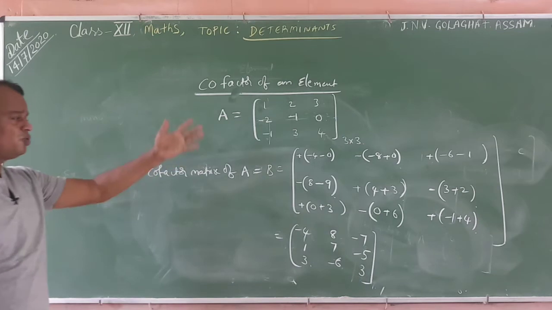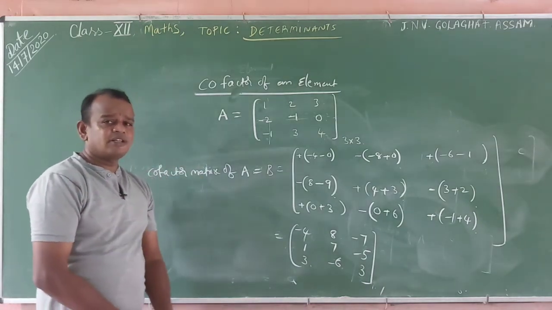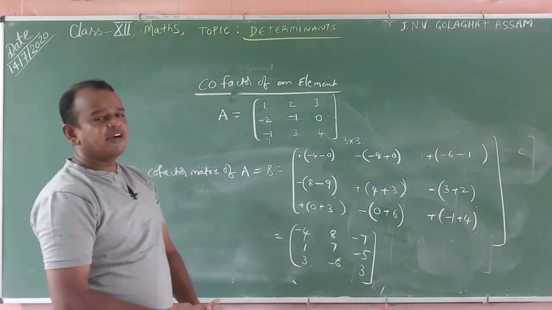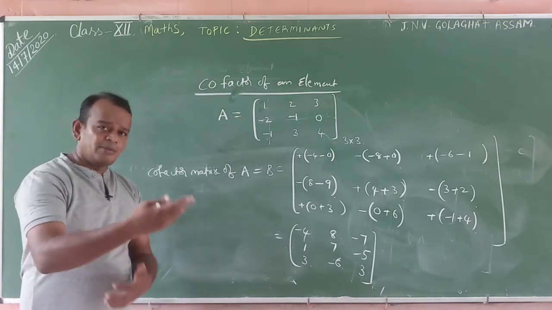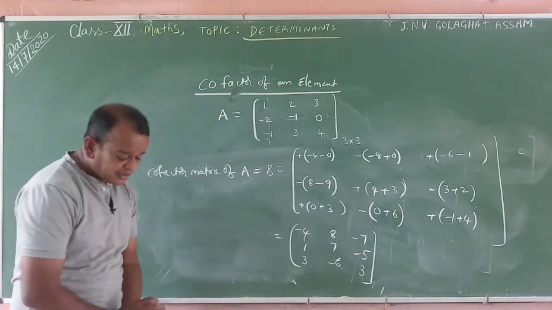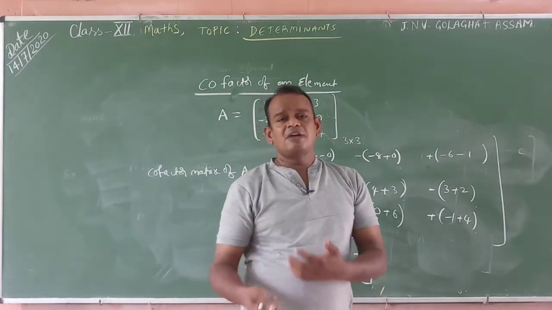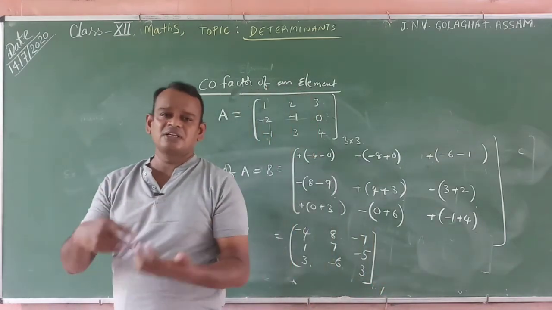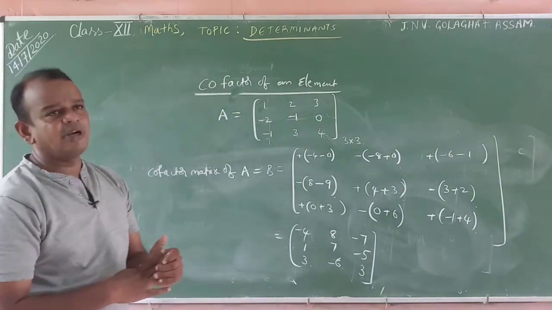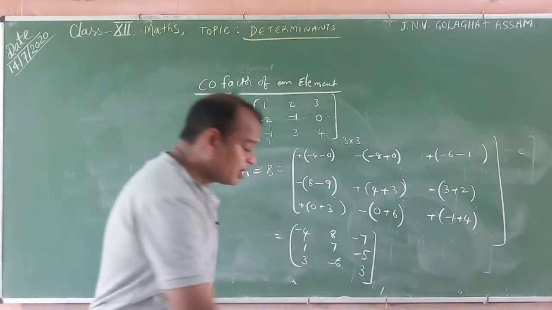Very simple, we can find how to find the cofactor of an element. How many elements are there? A 2 by 2 matrix means 4 elements, a 3 by 3 matrix means 9 elements. We can find the 9 cofactors. Those 9 elements we can replace with the cofactors. That is called the cofactor matrix. What is the definition of the cofactor of an element? In a square matrix, every minor is multiplied with minus 1 power i plus j, where i, j are the row and column in which the element is present. That is the cofactor of an element. Okay, this is the cofactor.